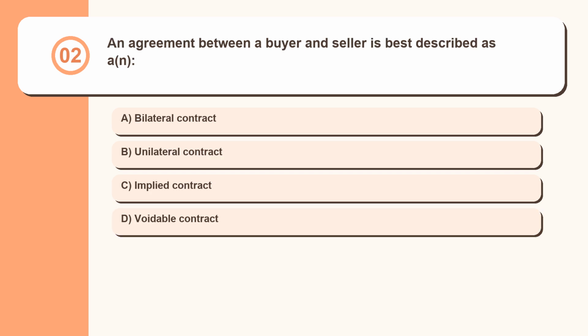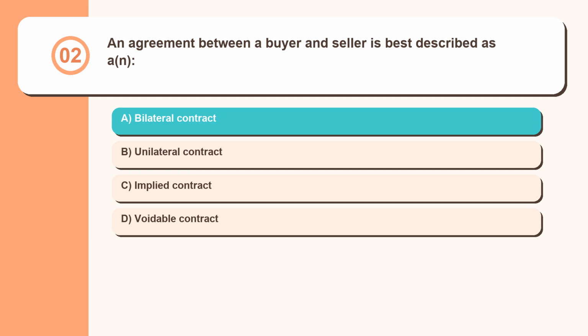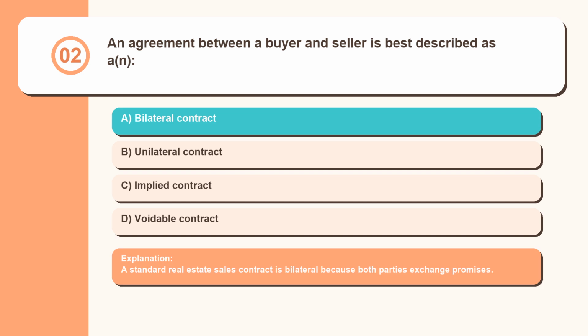Question 2. An agreement between a buyer and seller is best described as a bilateral contract, unilateral contract, implied contract, voidable contract. A standard real estate sales contract is bilateral because both parties exchange promises.